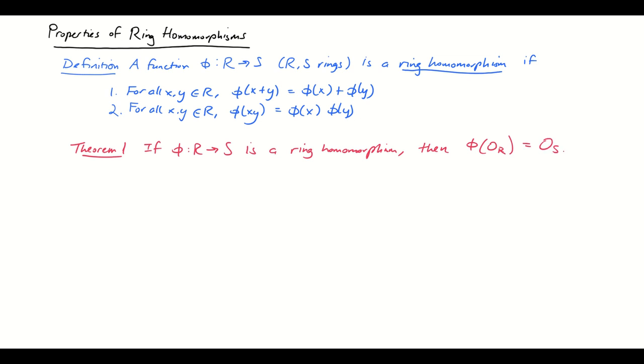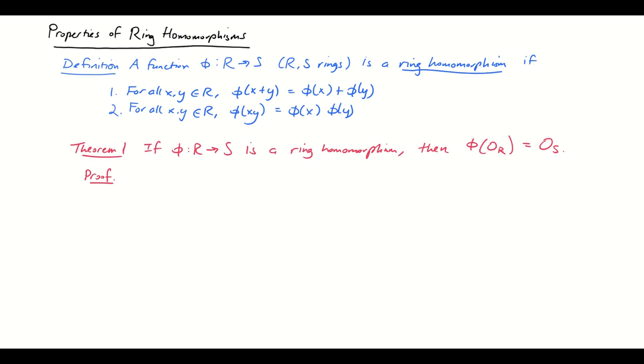Now technically we already know this is the case because in order to be a ring homomorphism, phi has to be a homomorphism of additive groups first. And if we have an additive group homomorphism, then phi of the additive identity has to be the additive identity of S. But we'll prove this anyway just to illustrate how to use the properties of homomorphisms. So here's a proof.